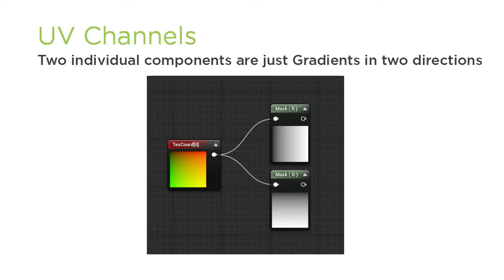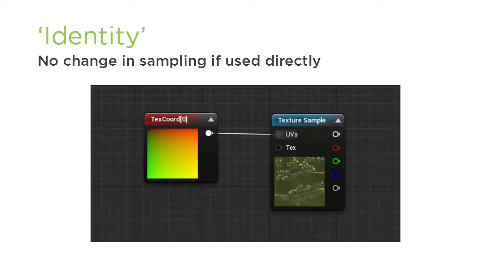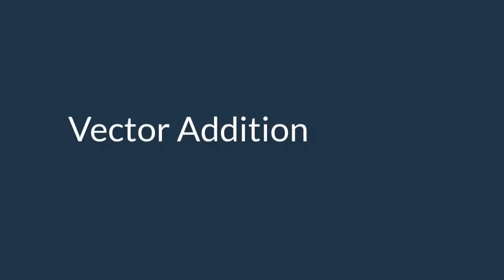The node by itself just provides gradients that go from 0 to 1, one in the red channel horizontally and one in the green channel vertically. You can see this if we use a component mask to isolate the channels. So an unmodified UV coordinate node acts as an identity value, which means that if you plug this into the UV coordinate slot of the texture sample, then the UVs are not changed and the texture will be sampled as usual.